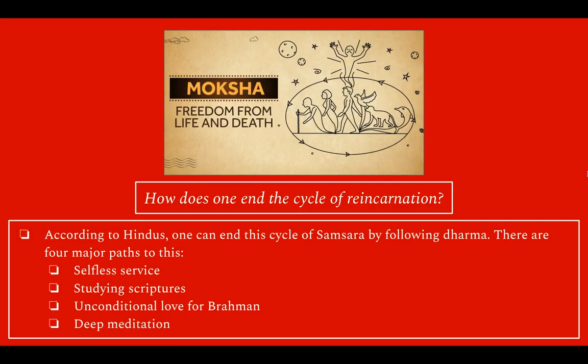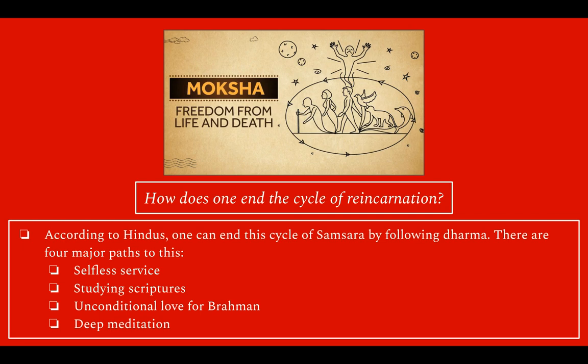So, all right. Last few slides here. So how does one end the cycle of reincarnation? So reincarnation, again, is that cycle of being reborn. And according to Hindus, one can end this cycle of samsara by following their dharma, right? Which we already talked about, their duty, and then those values that were mentioned. There are 4 major paths to doing this.